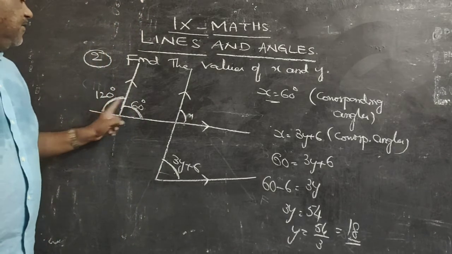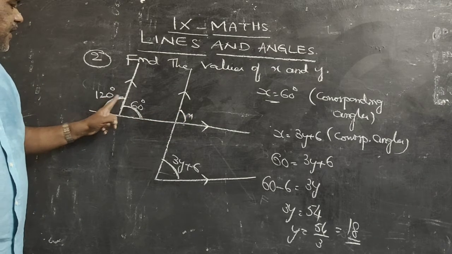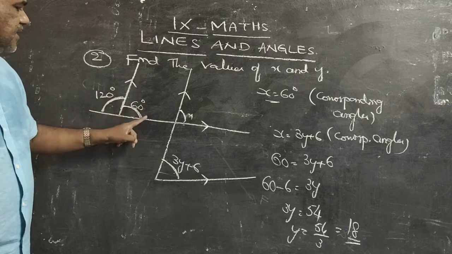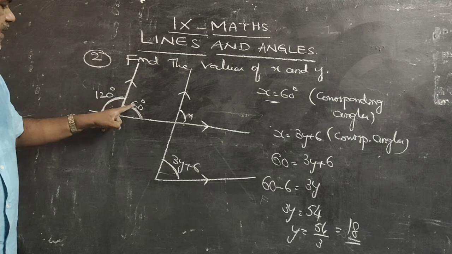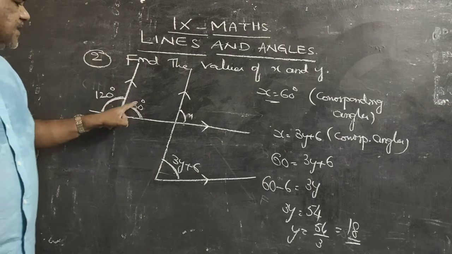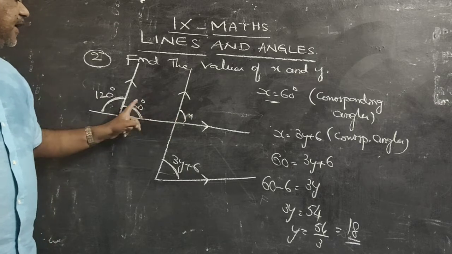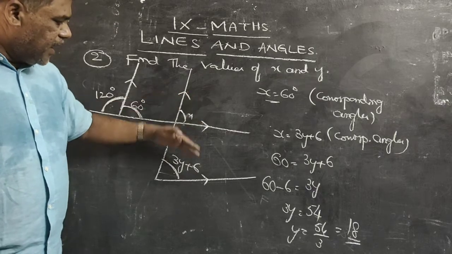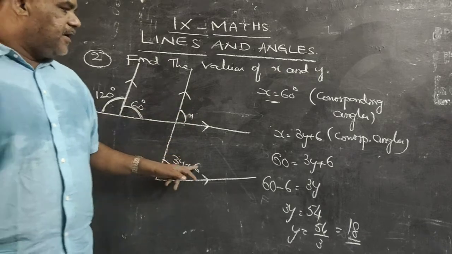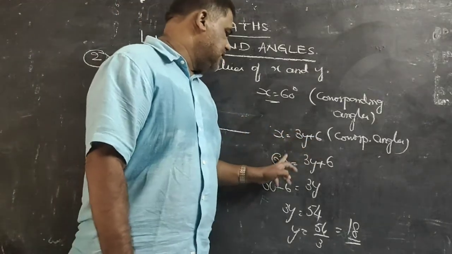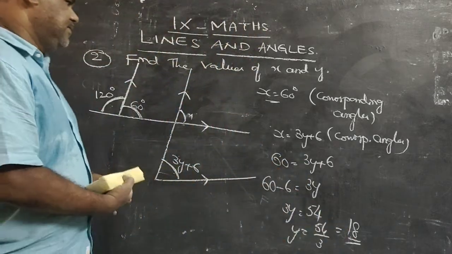So first we have to find the x value. To get the x value, here it is given as 120. 120 plus something is equal to 180, because this total angle should be 180. If it is 120, this will be 60. If it is 60, the x value will be 60, because they are corresponding angles. After getting the x value 60 degrees, the two angles are equal because they are corresponding angles. So x is equal to 3y plus 6. Here you substitute x is equal to 60 degrees, then you will get the y value 18.